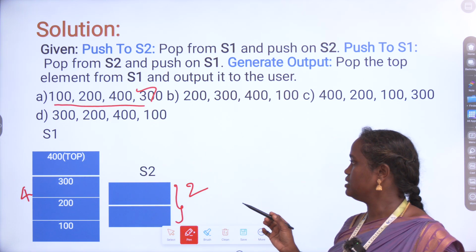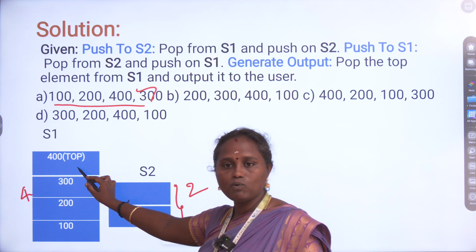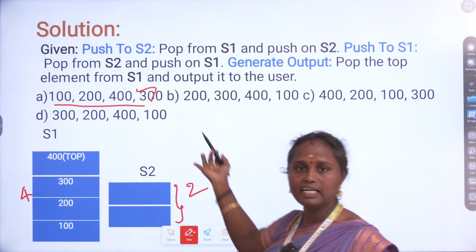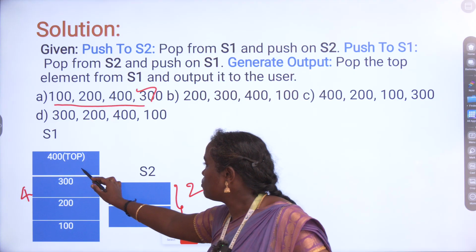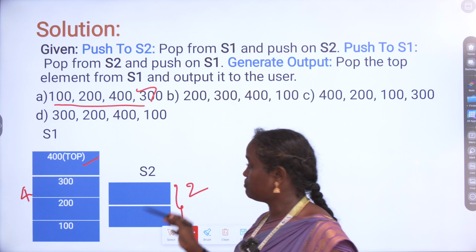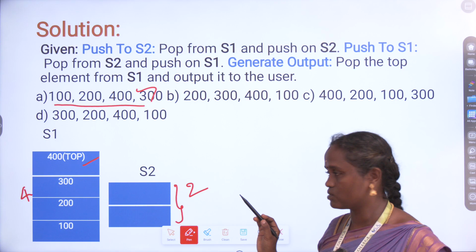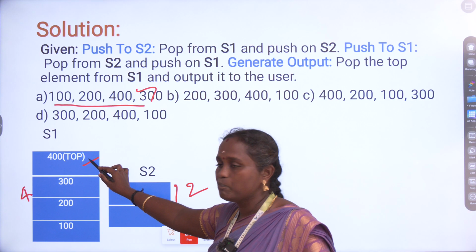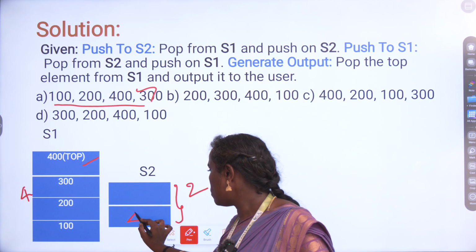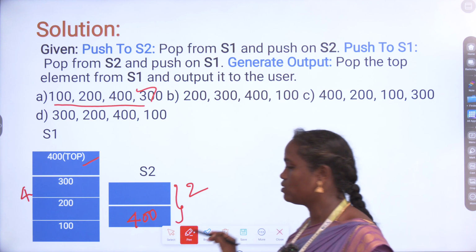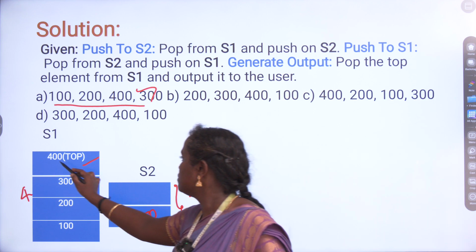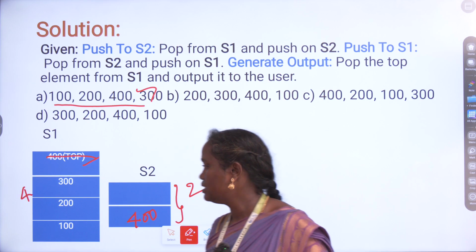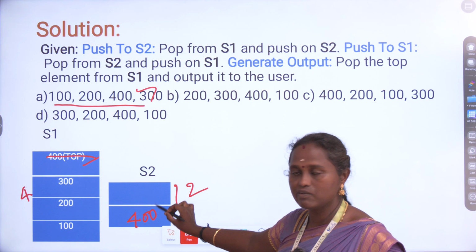What's the first thing? The top element we want is 100 of this stack, which means only then can we generate that as an output, right? So now I am going to pop this element from stack S1 to stack S2. Now which is the top element? 400. So I can pop this element and perform a push operation on stack S2. Now the top element in stack S1 is 300, and the top of stack S2 is 400, right?